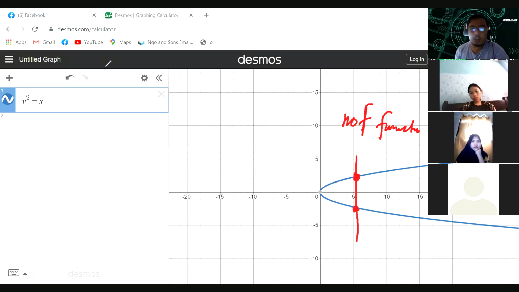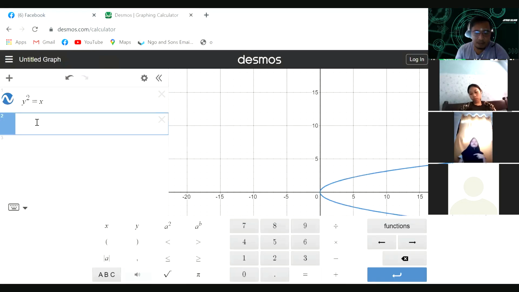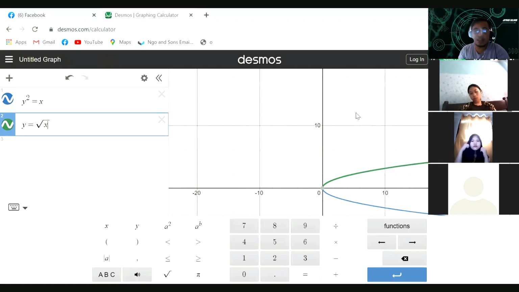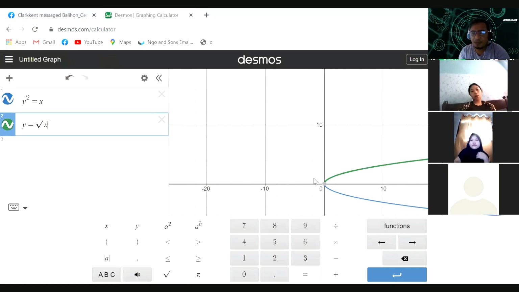And if we try the other one that I mentioned a while ago, y equals the square root of x, can you look at that? Its graph, the one in green, as you can see, is only on the upper part. Got it?